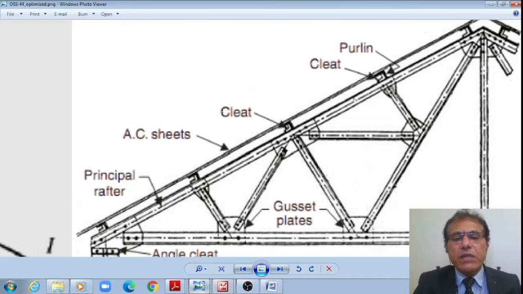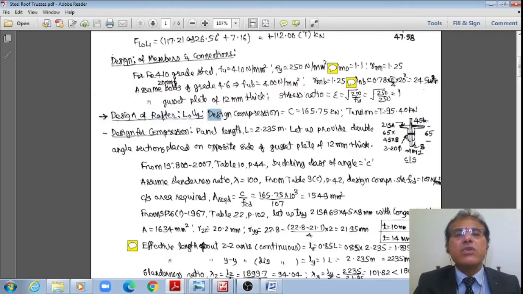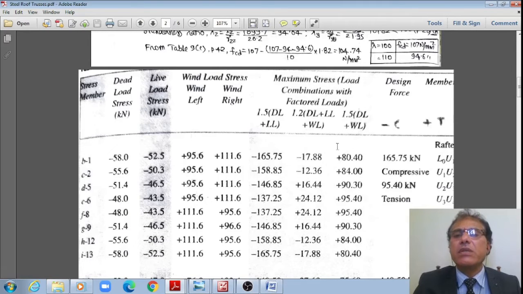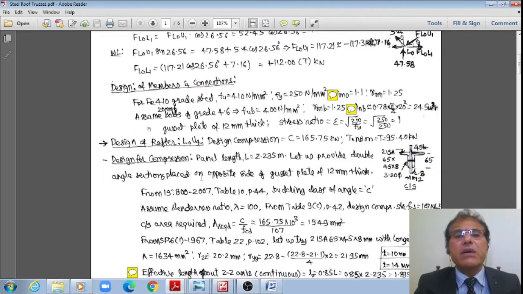Now, using bolted connections, just now we have concluded that the design compression, which I am recalling from that table, is 165.7 kilonewton, as well as the design tension of 95.4 kilonewton, right? From this table, I have recalled these results, 165.7 and 95.4, for this rafter or top chord member. Therefore, these are the design forces, and the other day we have also found out the length of the member.